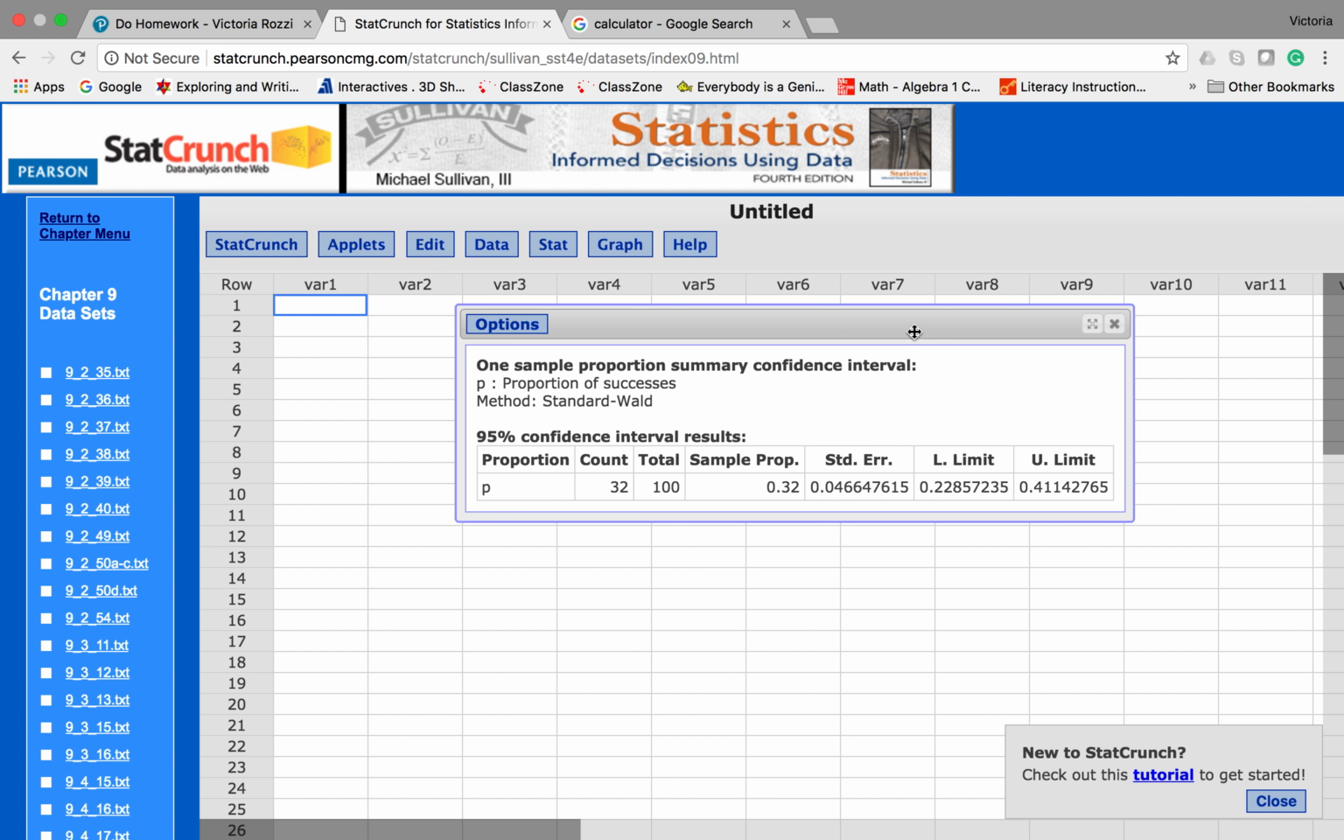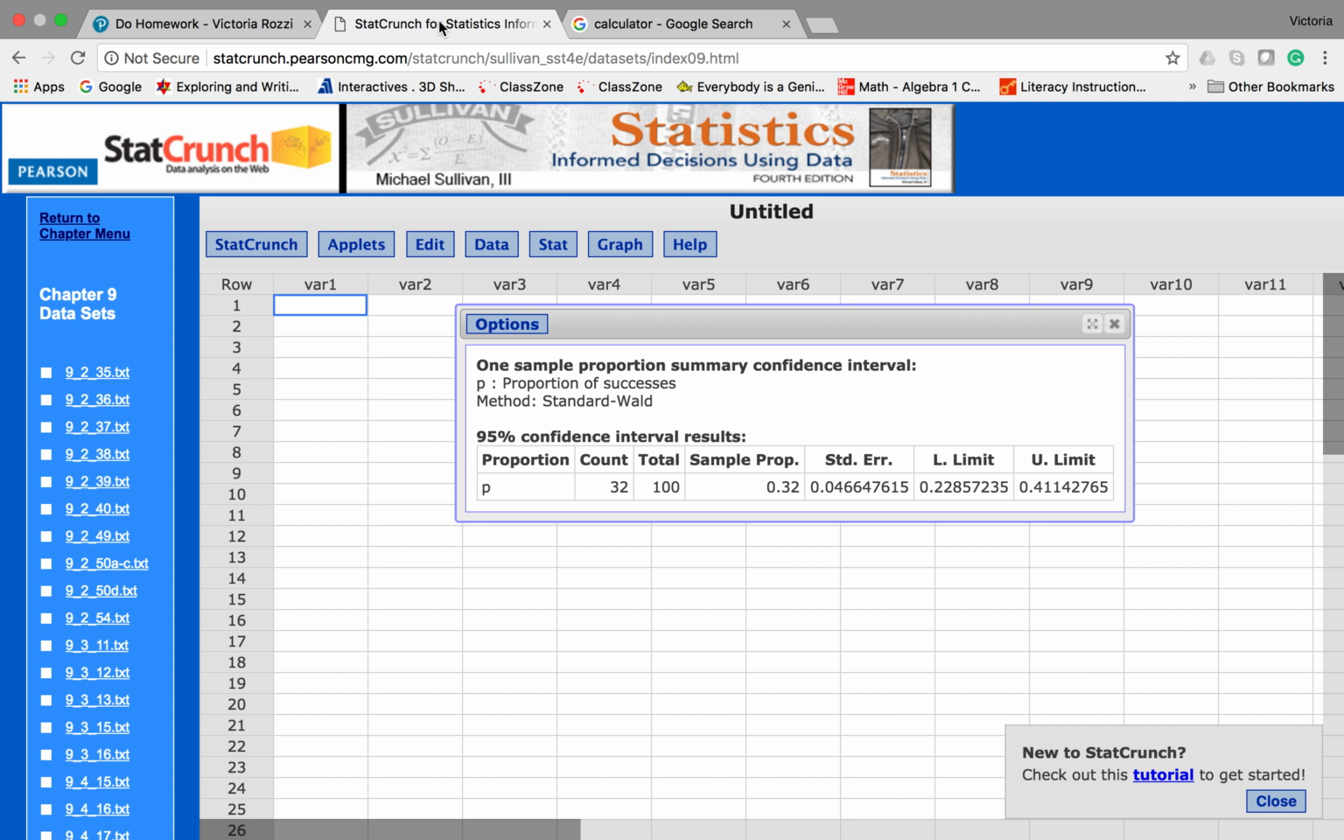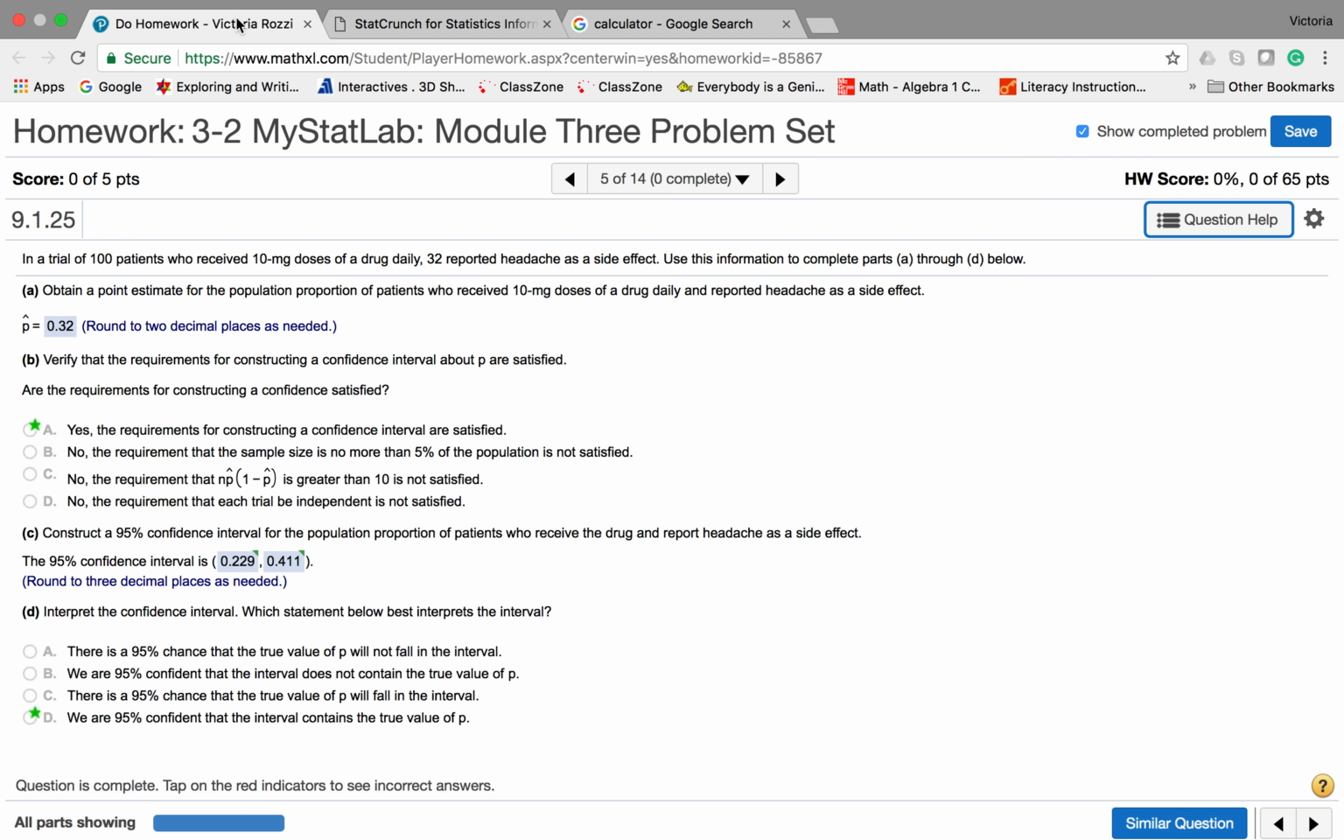You can see here that it actually computes the standard error for you. To get the lower limit and the upper limit, it takes that 0.32, the sample proportion p hat, and it adds the standard error and subtracts the standard error. When it adds the standard error, you get your upper limit. When you subtract it, you get your lower limit. I believe we're getting the correct values here. They're rounding to 3 decimal places, and it looks like we got the same values, 0.229 and 0.411.